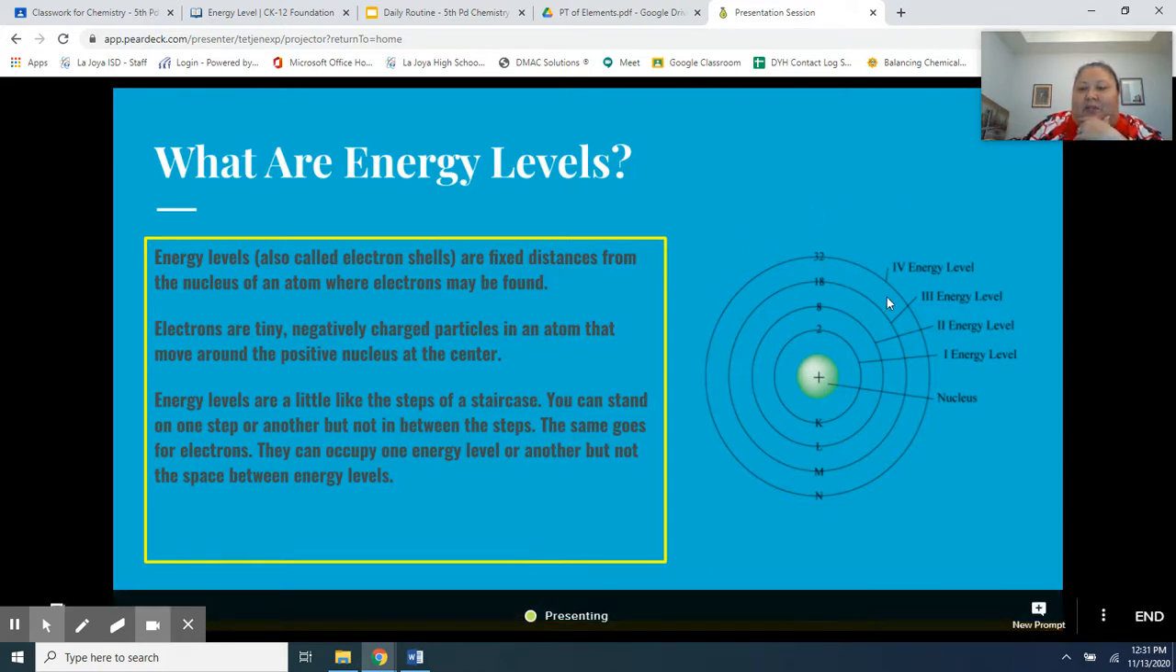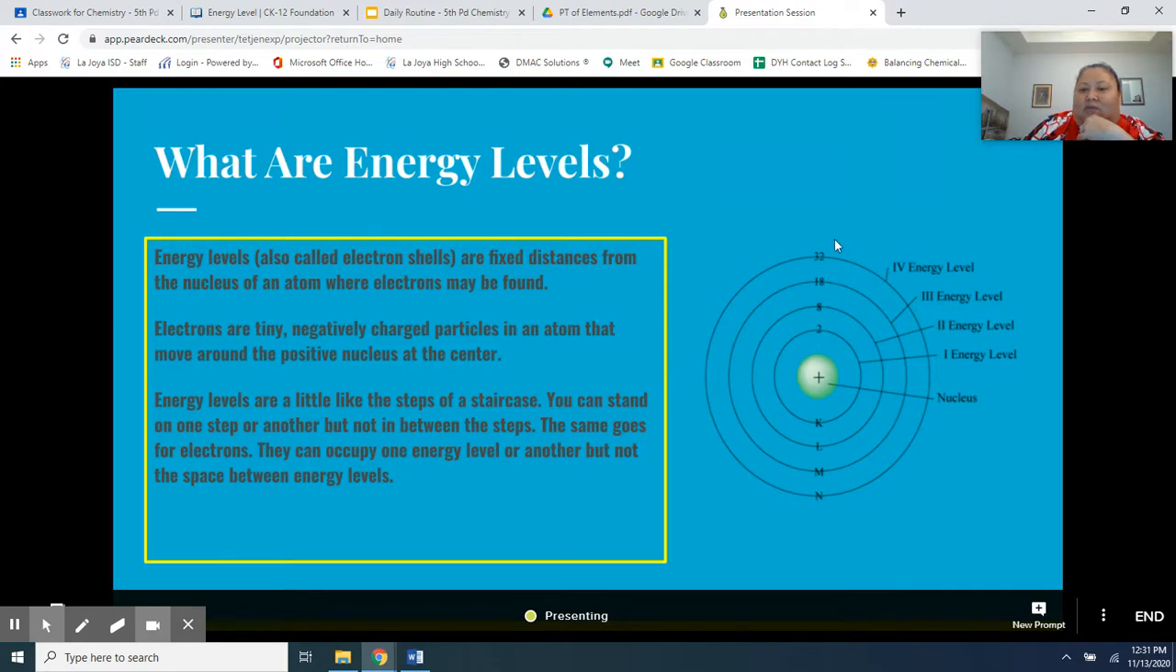And here you have a picture of what an atom looks like. In the center, you have your nucleus with a positive charge. And then you have the first 4 energy levels, okay? And these energy levels are numbered 1, 2, 3, and 4. Or you can call them by letter K, L, M, or N.